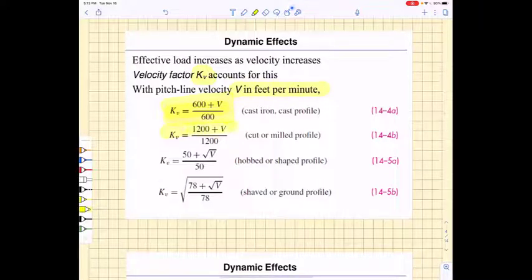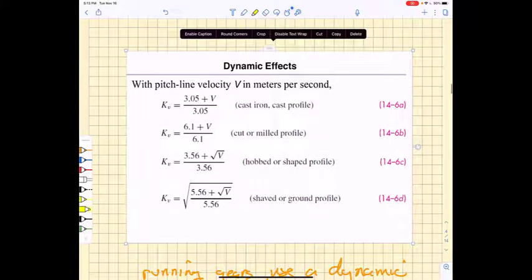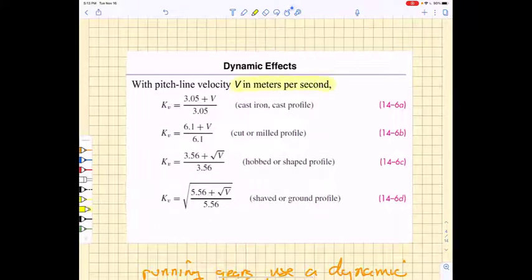For cut or milled teeth, we have this velocity correction factor. For hobbed or shaped, this one, and for shaved or ground, we use this geometric correction factor. These are equations 14.4a and b and 14.5a and b in the Shigley textbook. If we were measuring our pitch line velocity in meters per second, then we would use equations 14.6a through d.